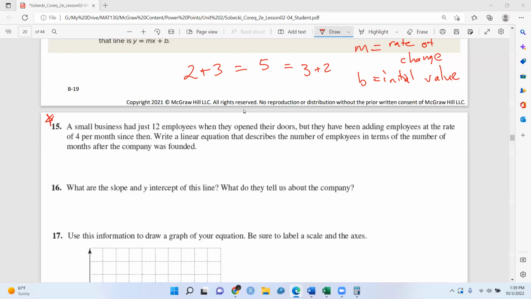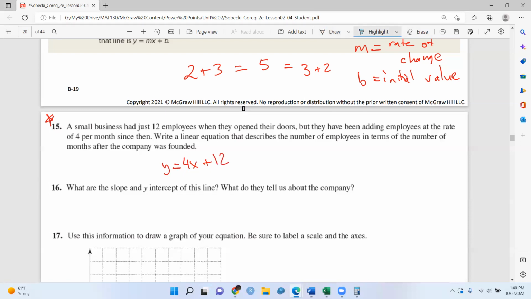Anyone got the equation? I got y equals 4x plus 12. Nailed it, Mike. Yeah, I love it. Crushing it.